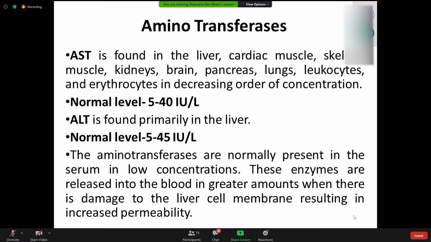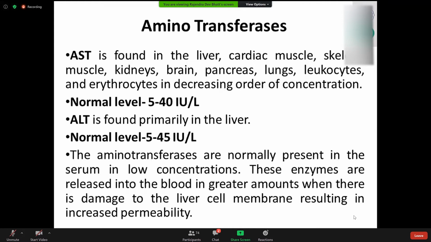Aminotransferase or AST is found in the liver, cardiac muscle, skeletal muscle, kidney, brain, pancreas, lungs, leukocytes, and erythrocytes, in decreasing order of concentration. That means the highest concentration of this AST is found in the liver, then cardiac muscle, also skeletal muscle, kidney, brain; many tissues release this enzyme. However, the highest concentration is found in the liver. That's why we say this is for the liver function test. The normal biological reference is 5 to 40 international units per liter, and it is found primarily in the liver.